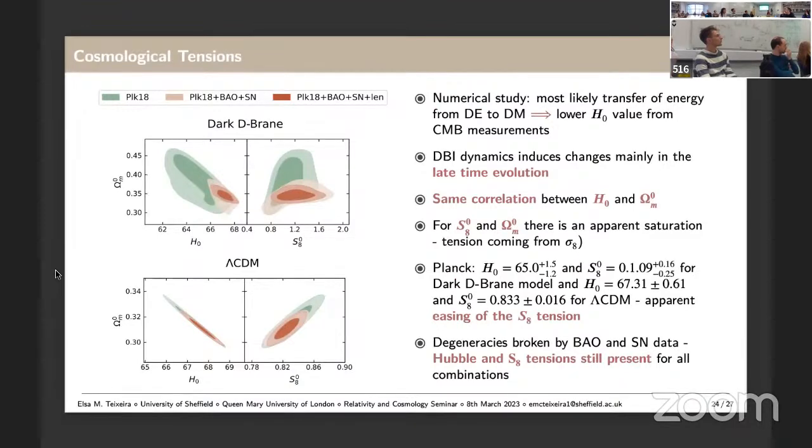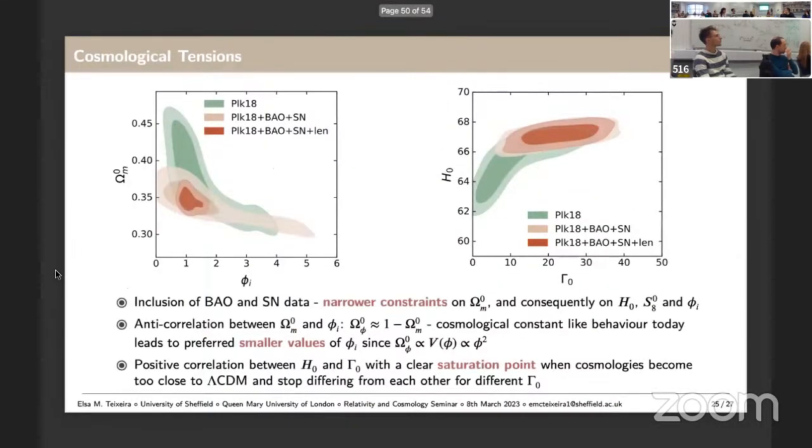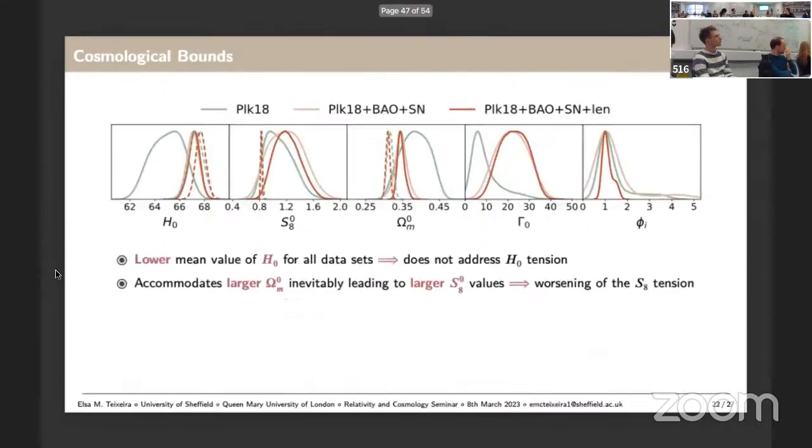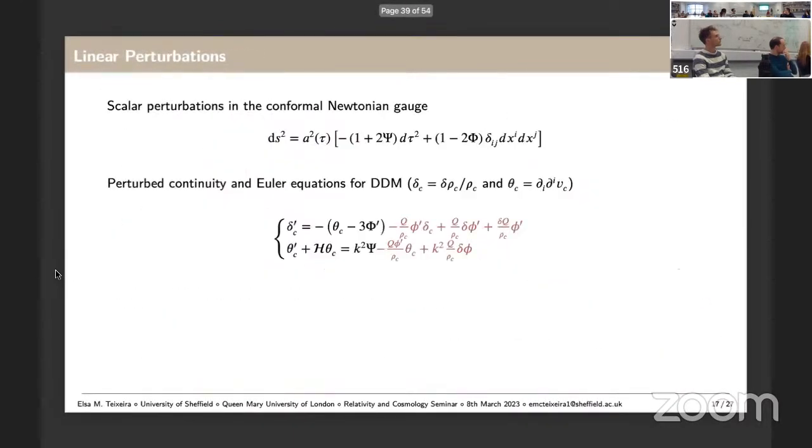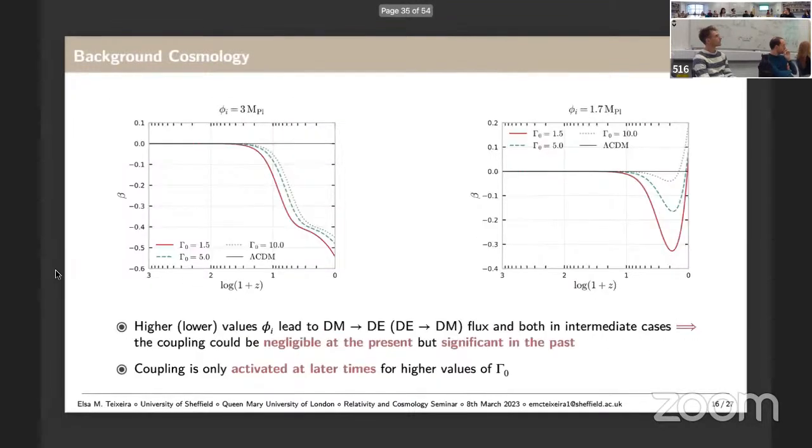This is basically the same. We have higher predictions. And this can be explained by the fact that, in the numerical study that I showed before, in all the cases, maybe it's easier to see in the background, when we take higher and higher values of gamma naught, it seems like we approach lambda CDM. So of course, these are very exaggerated values just for the sake of illustrating.